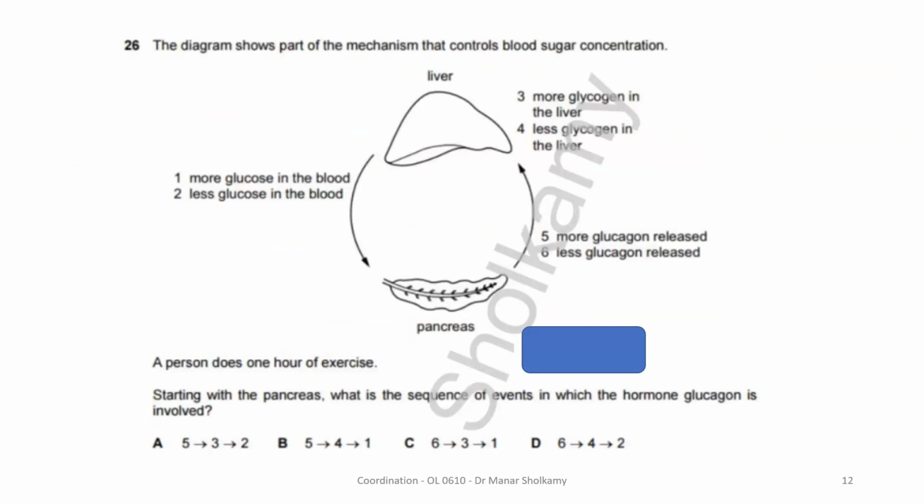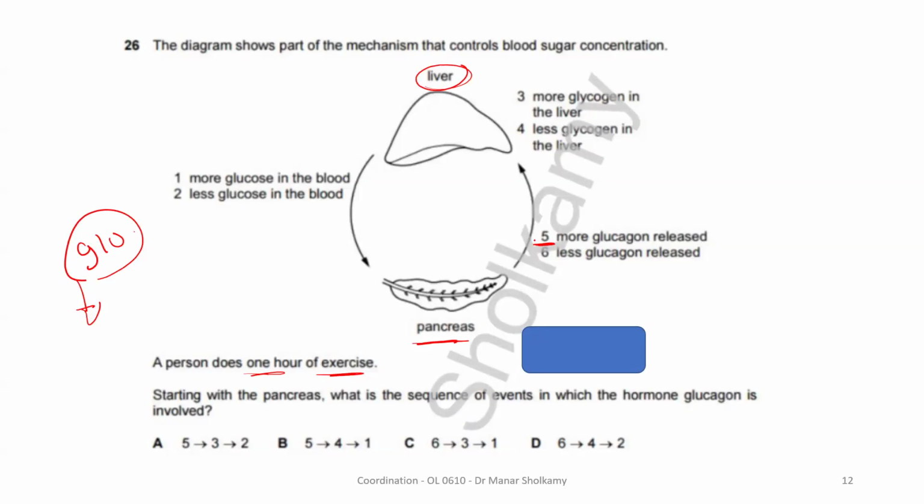Let's answer this question together. The diagram shows part of the mechanism that controls blood sugar concentration. Okay, you have the liver here and you have the pancreas. A person does 1 hour of exercise. So before I move on, when he is exercising, the glucose levels in the blood will increase or decrease? Decrease. So glucose will drop. So what is the hormone that is going to be released to raise the glucose levels back to normal? Glucagon. Very good. Excellent. So we will start with 5.